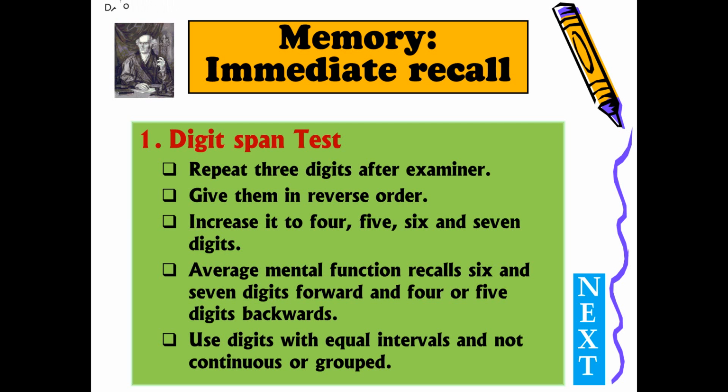Use digits with equal intervals and not continuous or grouped. So here the digits should not be continuous or grouped. That is 1, 2, 3, 4. 1, 2, 3, 4 he can easily recall. But here you give digits with some interval.